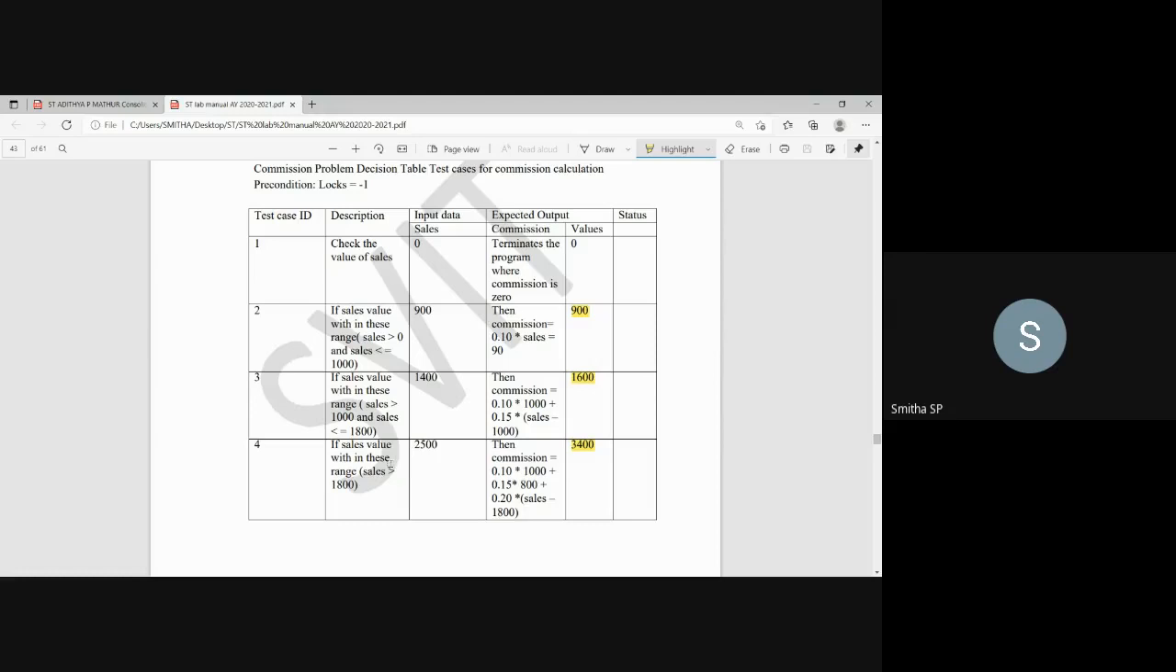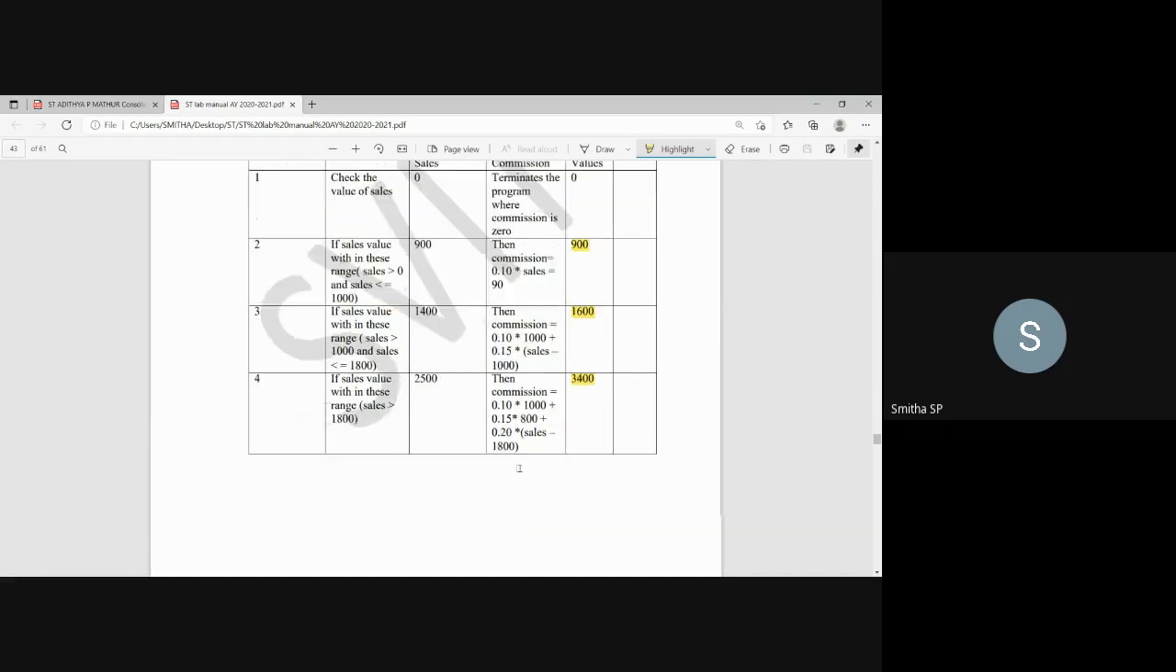Then the fourth test case. Here the sales range is greater than 1800. The entry they have taken is 2500. For this, how to calculate the commission: 20% commission should be given.